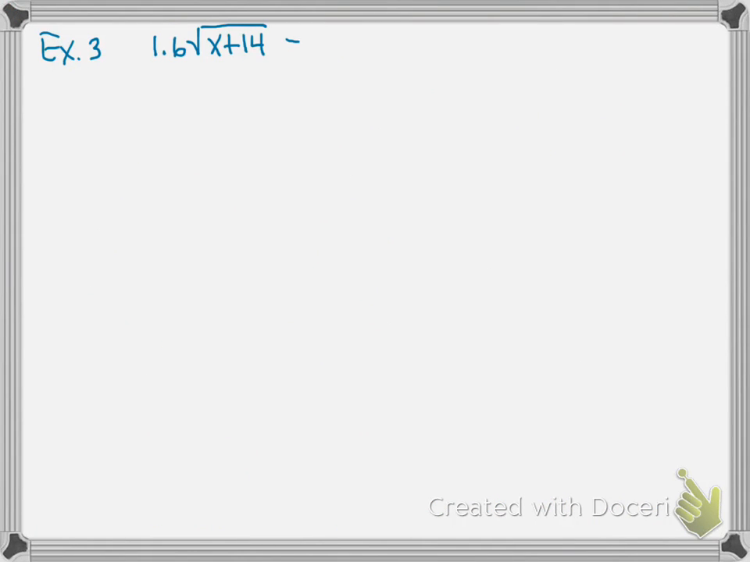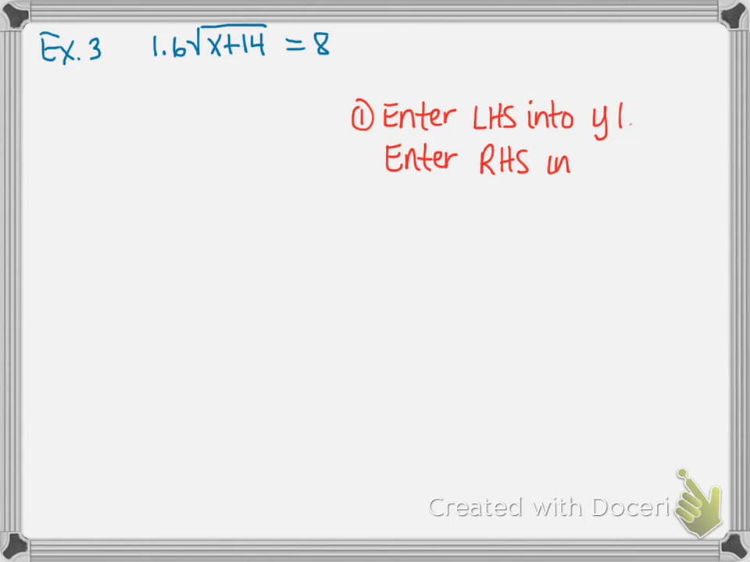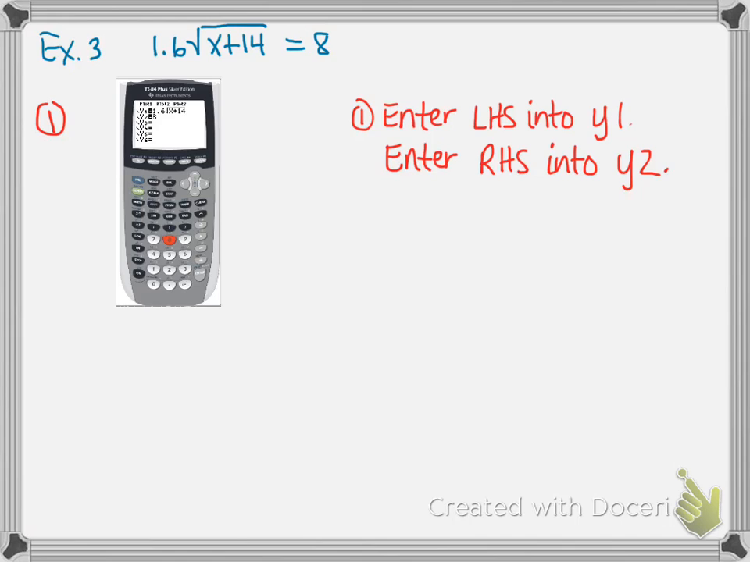Okay, let's look at one more example and use our graphing calculators. 1.6 times the square root of x plus 14 equals 8. What we're going to do is enter the left-hand side of this equation into y1 in our graphing calculators, and then enter the right-hand side into y2. And we can do this with any equation. So, in our graphing calculator, y1 equals 1.6 times the square root of x plus 14. y2 equals 8. Then we're going to graph.